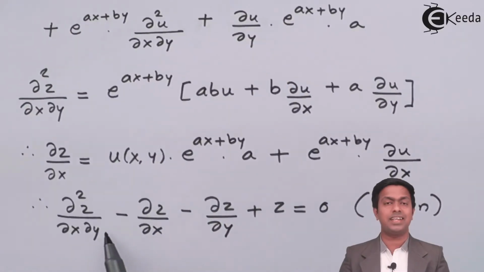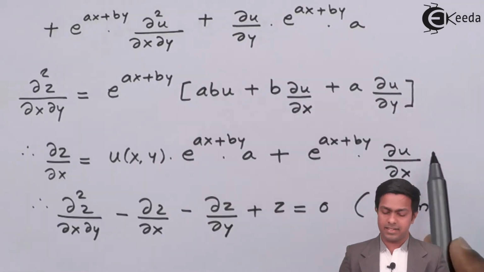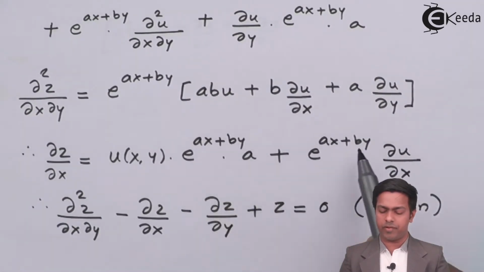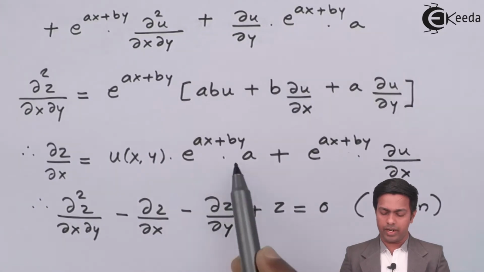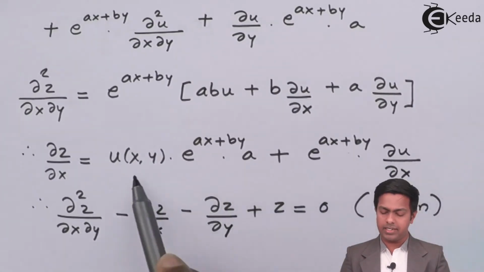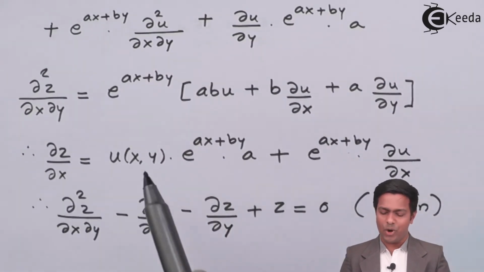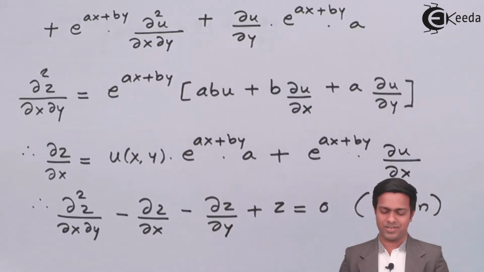Now minus ∂z/∂x. So this is the value of ∂z/∂x. In this, e to the power ax plus by we have taken outside. So a into u will remain plus ∂u/∂x. But guys, before this function we have a negative sign, and that is why all these terms will become negative. So we'll get.